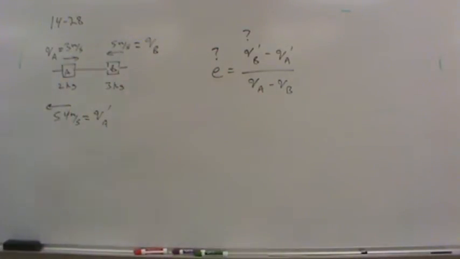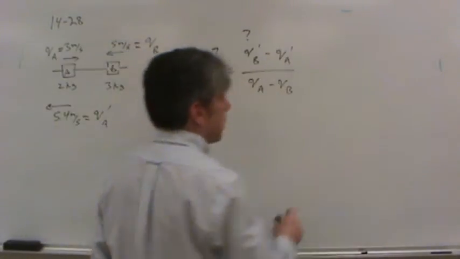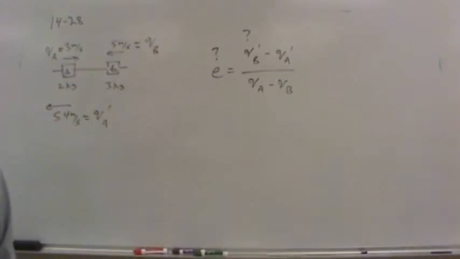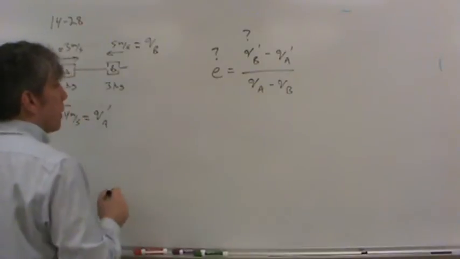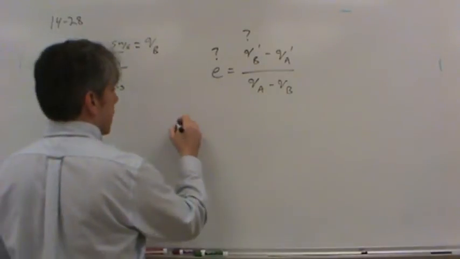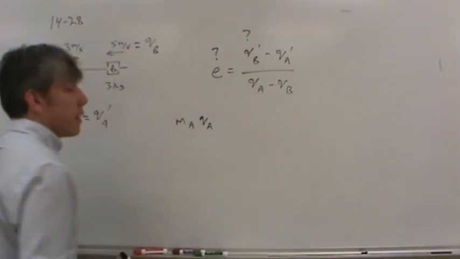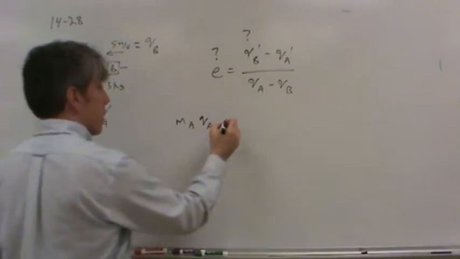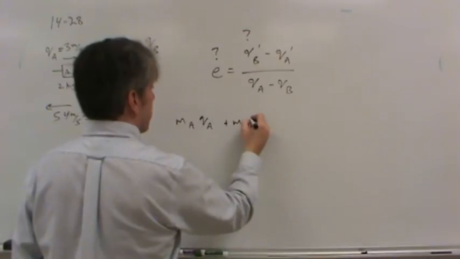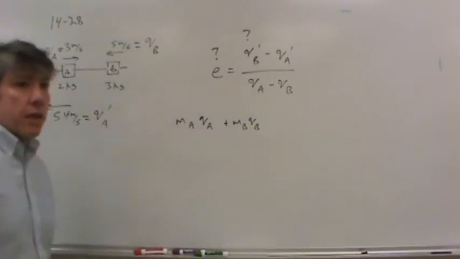So the coefficient of restitution equation itself usually won't solve the problem you've been given in these little textbook problems. Okay? So what else can we do? Well, we can deal with impulse momentum. Now here's what's really interesting. Let's write down the impulse momentum equation for this collision. We've got the mass of A multiplied by the velocity of A initially, plus the mass of B times the velocity of B initially. Now wait a second.